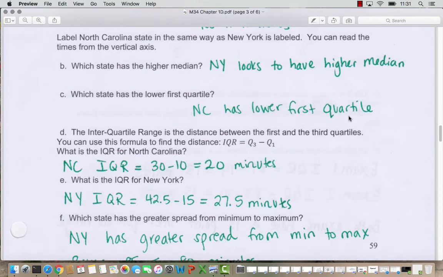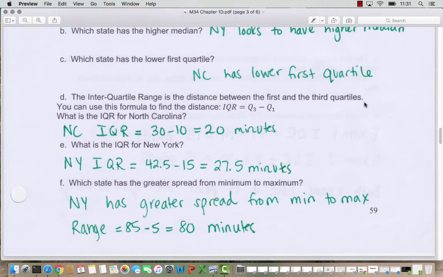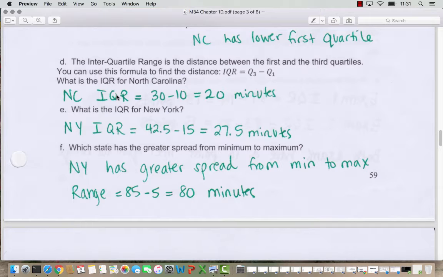Then we want to calculate what we call the interquartile range. The interquartile range visually is the spread of this inner box from Q1 up to Q3. Just eyeballing, it looks like New York has the bigger central box, or the bigger interquartile range. If we calculate for North Carolina, the interquartile range is Q3 minus Q1, or 30 minutes minus 10 minutes, so that inner box is 20 minutes wide.